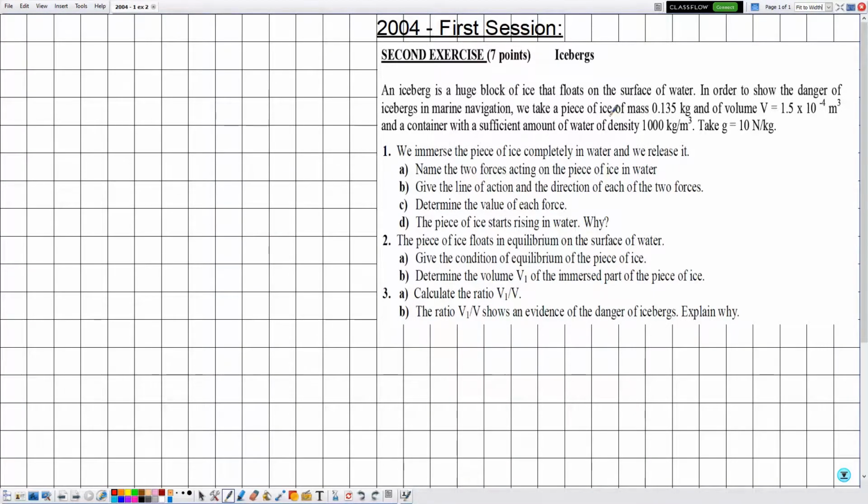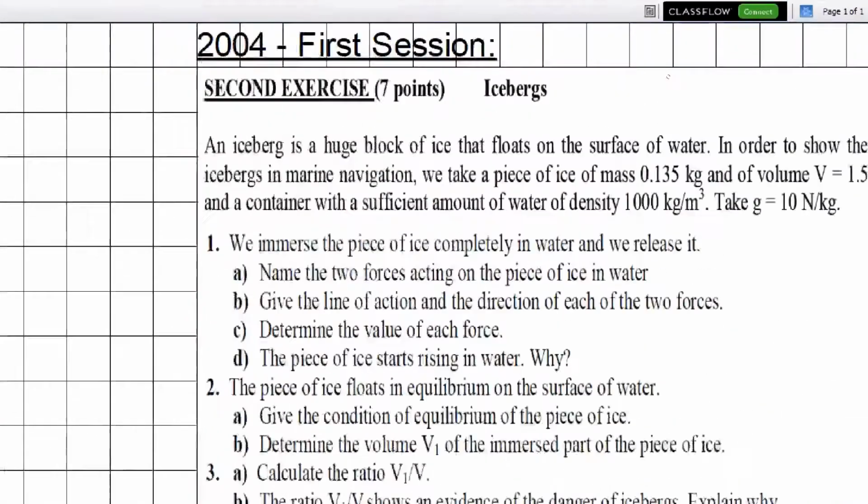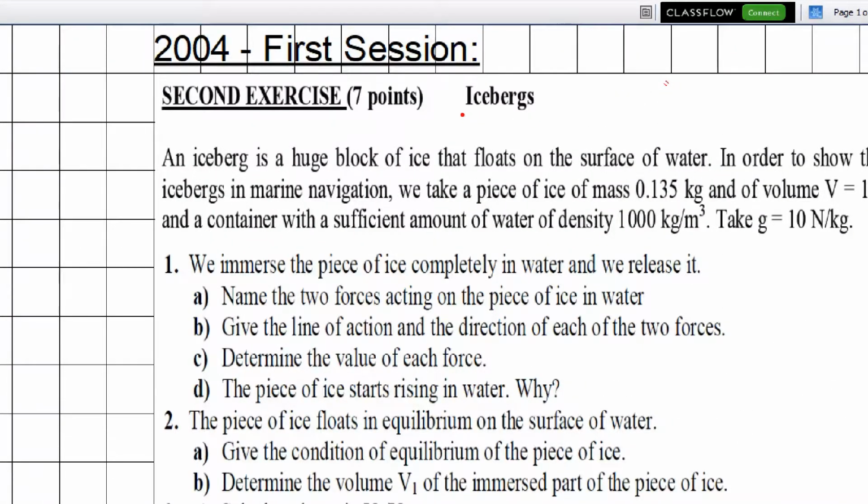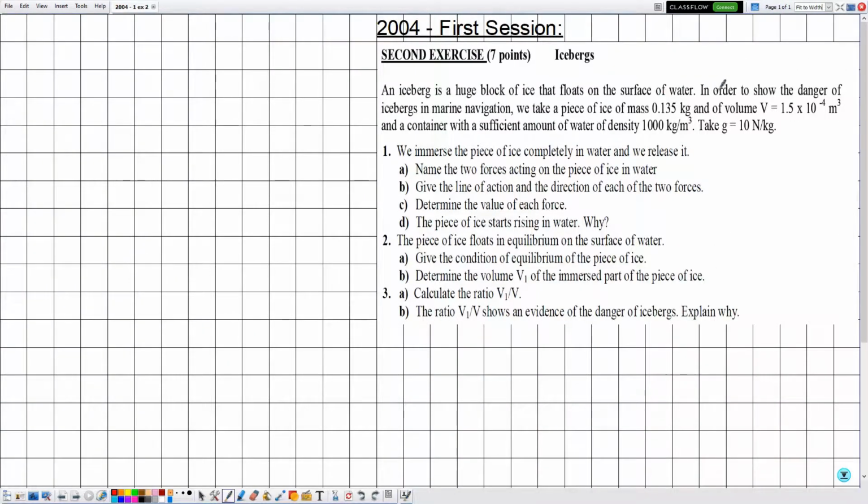In this one we are going to solve an exercise related to mechanics and the chapters of mechanical actions, equilibrium of a body and Archimedes upthrust. This exercise was a previous one in the Brevet exams in 2004, first session, second exercise. The title of this exercise is icebergs. An iceberg is a huge block of ice that floats on the surface of water.